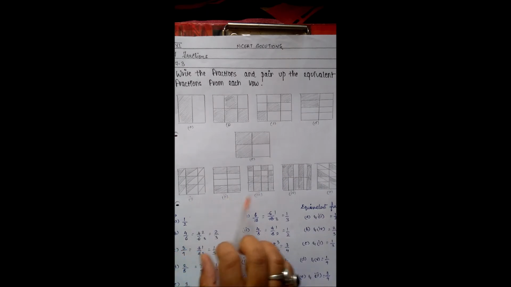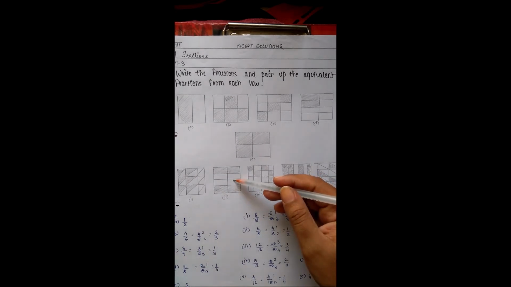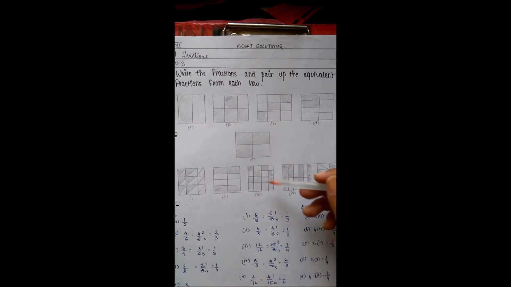Same way it is 1, 2, 3, 4 and 5. It is 6 by 18. We can reduce it to 1 by 3. 4 by 8. We can reduce it to 1 by 2. 12 by 16. We can reduce it to 3 by 4. 8 by 12. We can reduce it to 2 by 3. And 4 by 16. We can reduce it to 1 by 4.